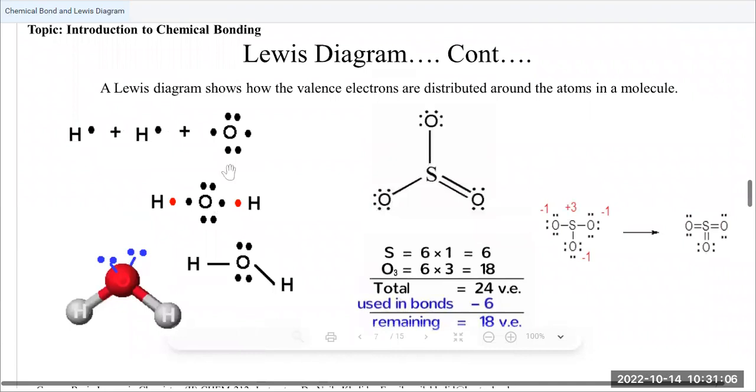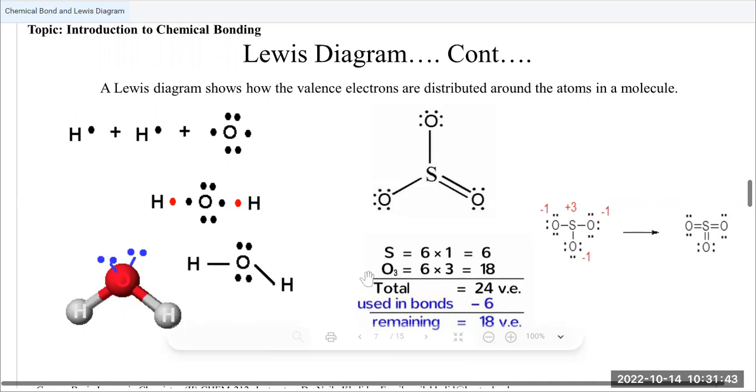Here is some example. In case of water, we have 2 hydrogen and 1 oxygen. Each hydrogen has 1 valence electron and each oxygen has 6 valence electrons. So this is the central atom. It is placed over here. We have 2 hydrogen on both sides, forming 1 covalent bond each. Each covalent bond is shared between oxygen and hydrogen. So you will see that two pairs of electrons are still remaining on the water molecule. So this is the Lewis diagram for the water molecule.